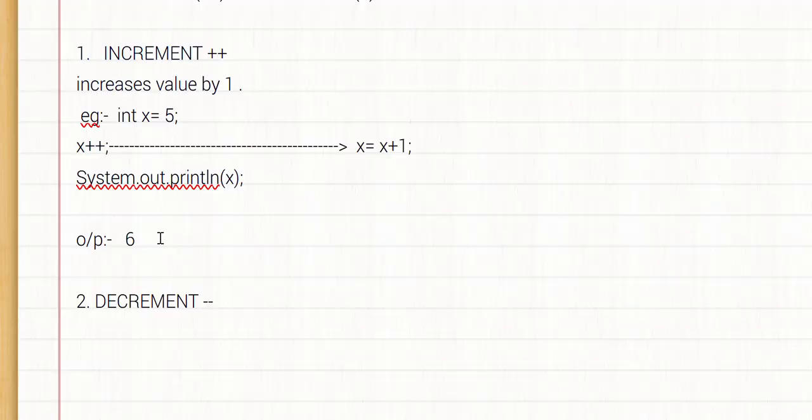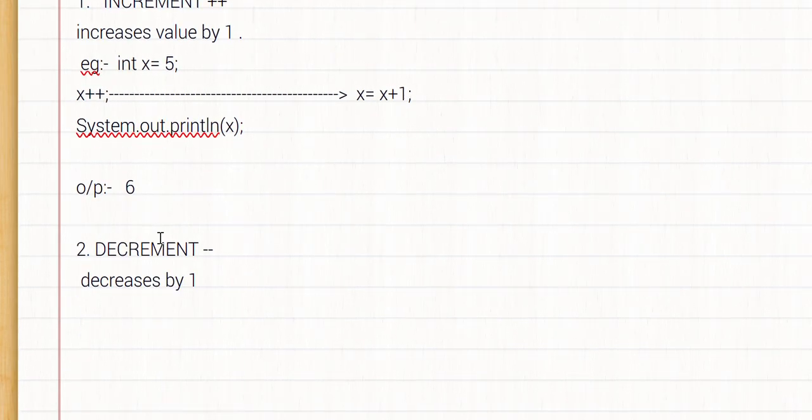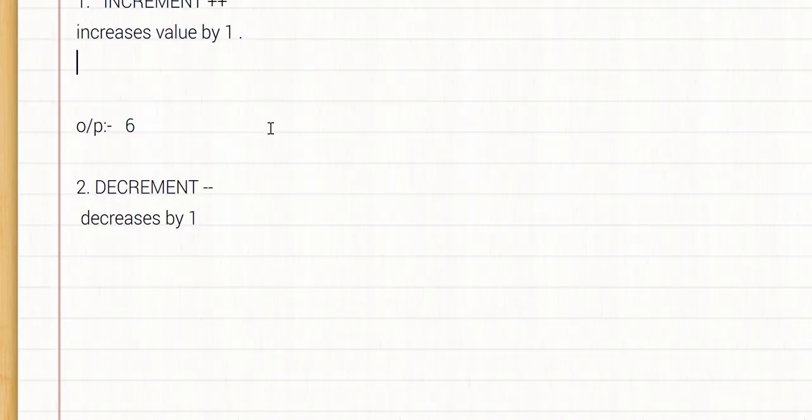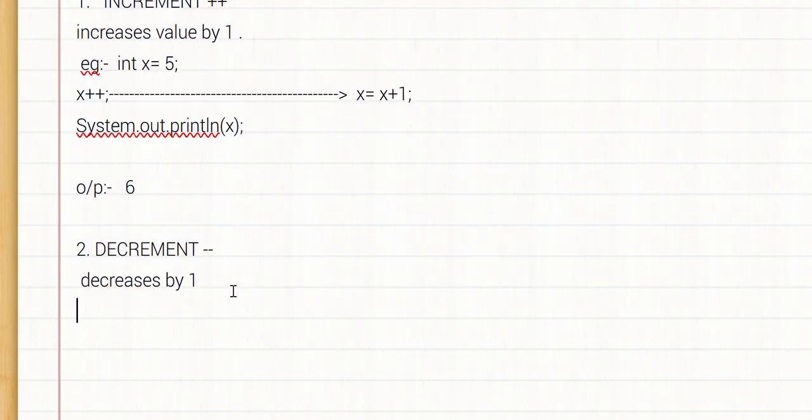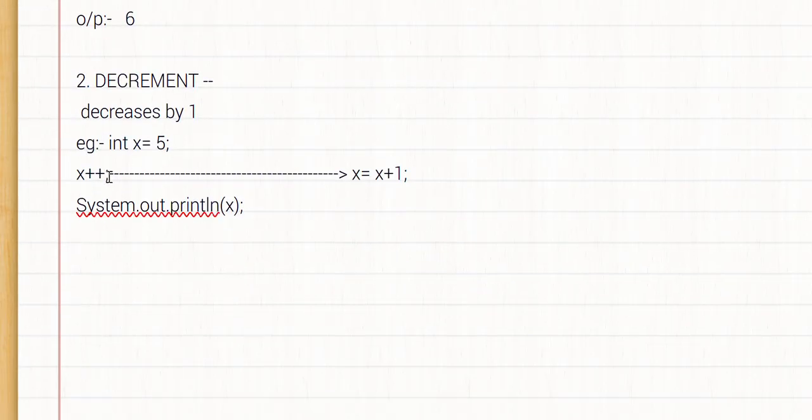It means minus minus, so it decreases by 1. Here in increment it increases the value by 1, and in decrement it decreases the value by 1. Okay, we'll take the same example, but just change things. Let's copy, paste. Here minus minus x, so x minus 1. If we print the output, then 5 minus 1 is 4, so the output will be 4.